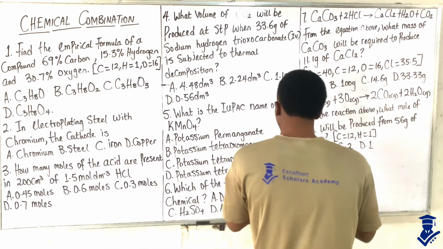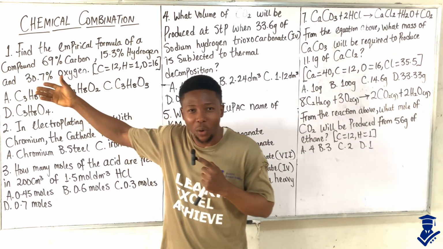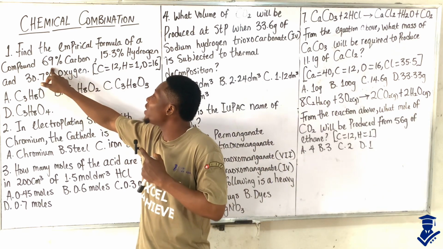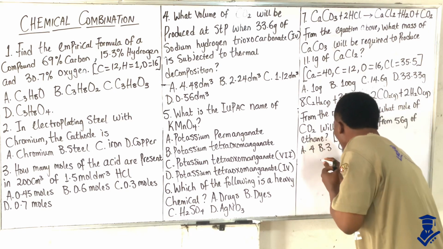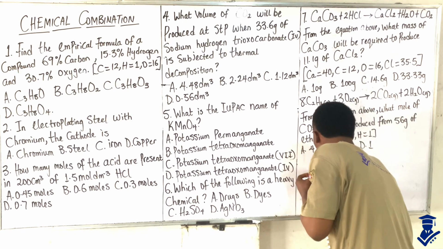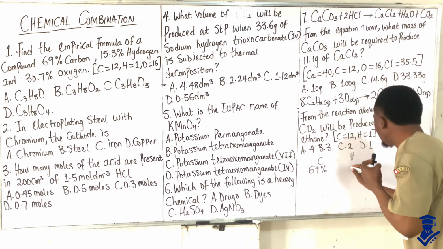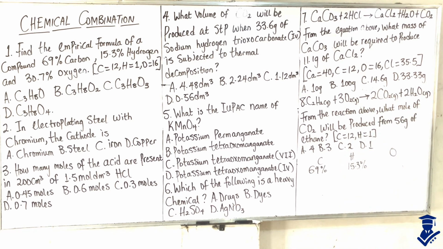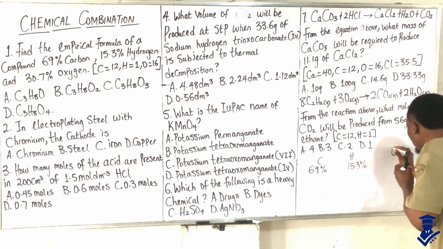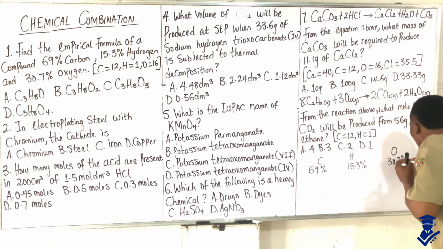What do you do when you want to find the empirical formula of a compound, given its percentage by mass, or given its mass? Actually, we're given the percentage by mass. How do we do that? We write for carbon 69 percent, for hydrogen 15.3%, and for oxygen 30.7%.